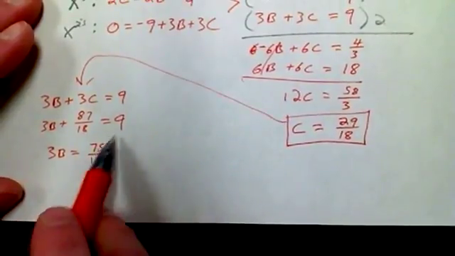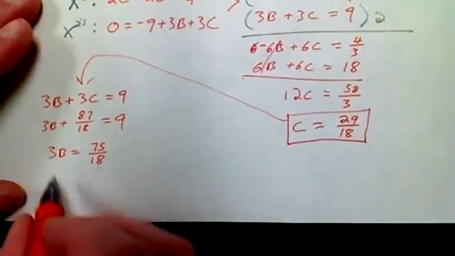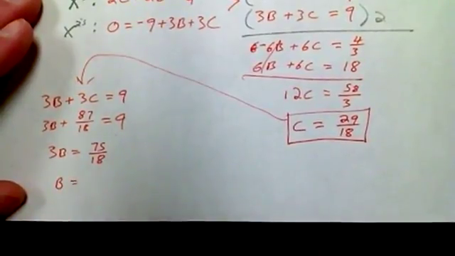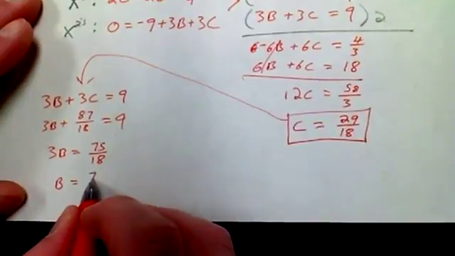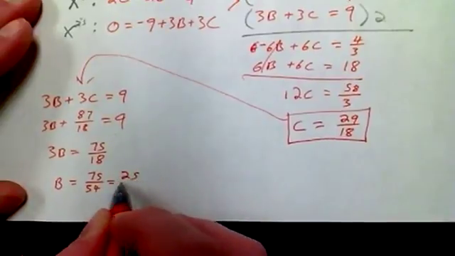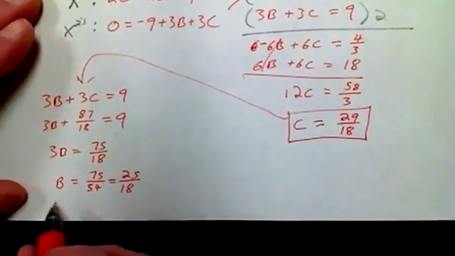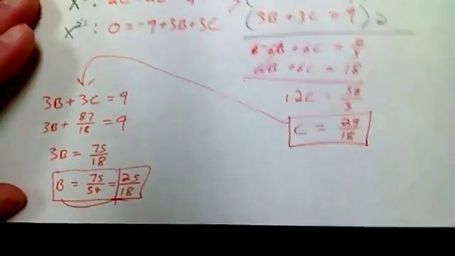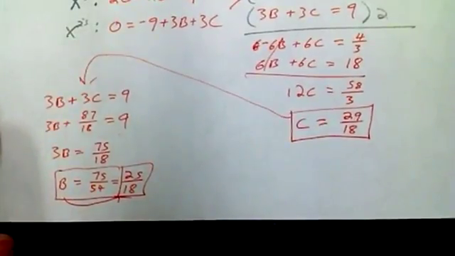Okay, because I think this is like 162 over 18. Divide both sides by 3 or multiply by 1/3 if you want to think of it that way. And you should end up getting 75 over 54, which reduces to 25 over 18. So a little bit messy with the fractions for this one. I think that's what makes it tough.